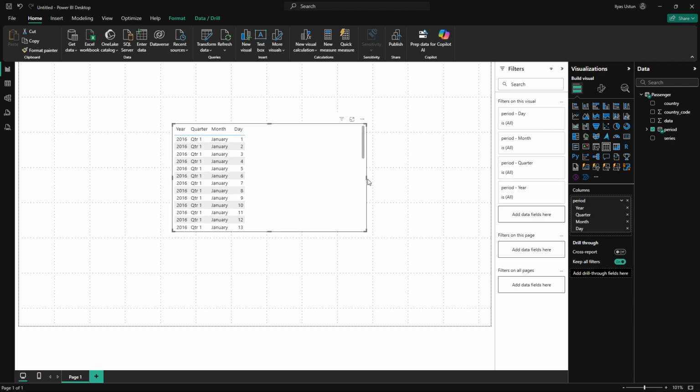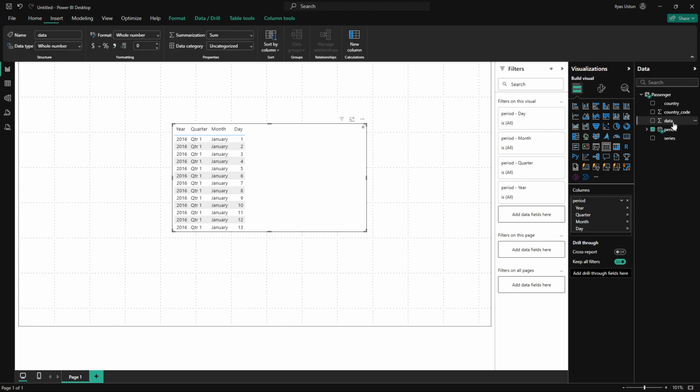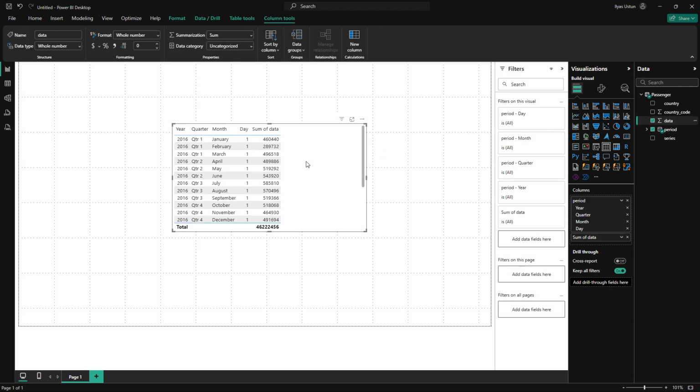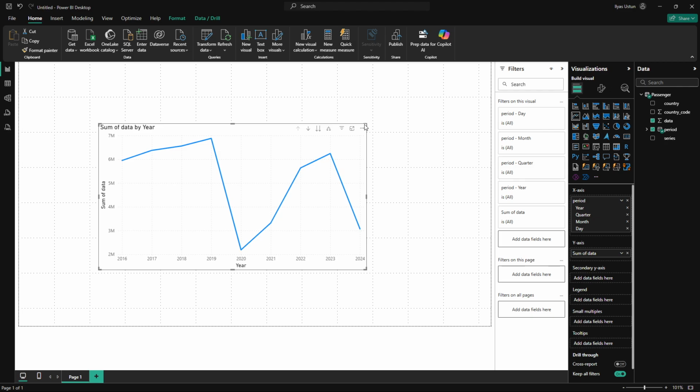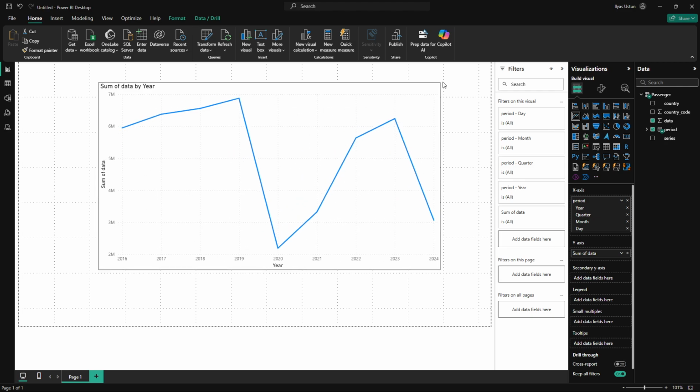So let's drag and drop a period in our report data. Okay. Now, if we create a chart like this, this is the line chart. This is basically going to aggregate every value in our data throughout the years, and you see the data is spanning from 2016 until mid of 2024.